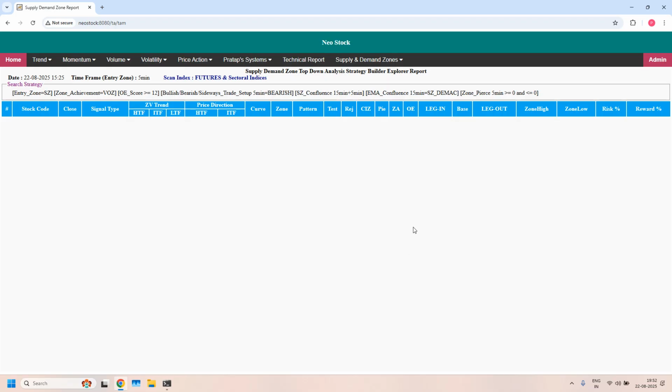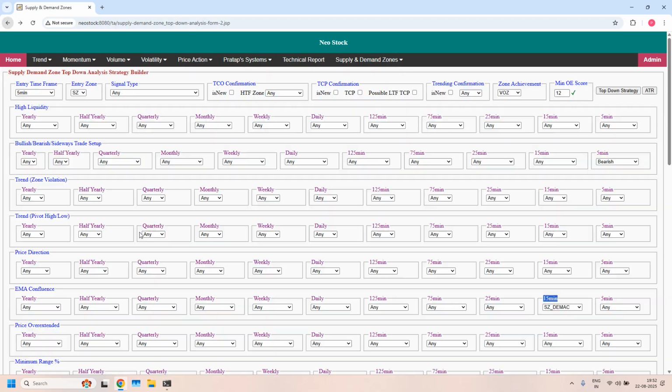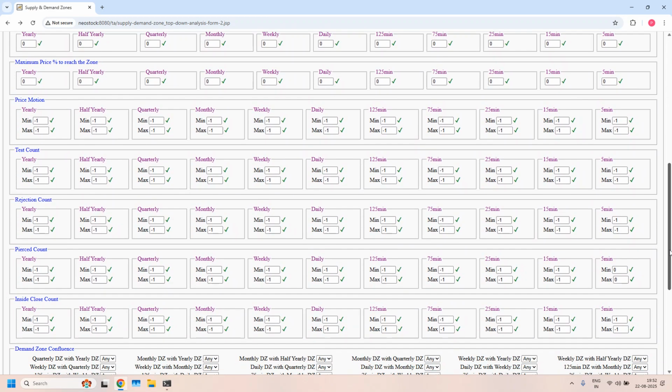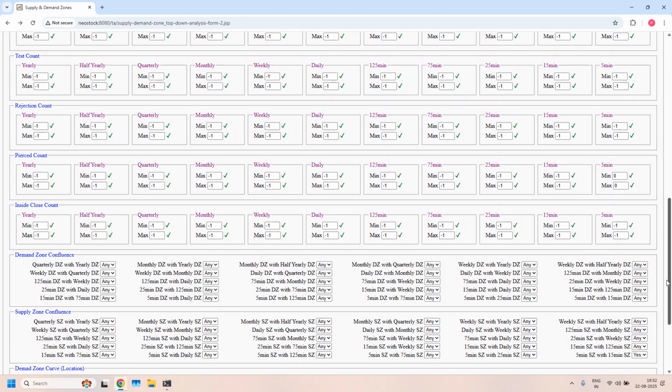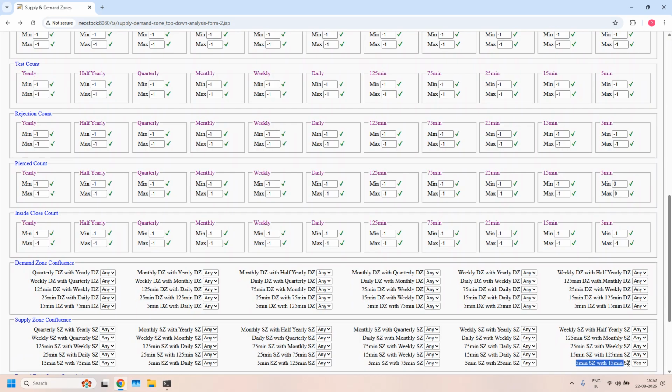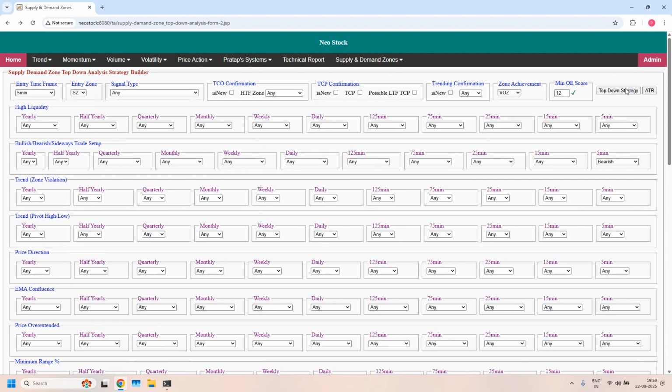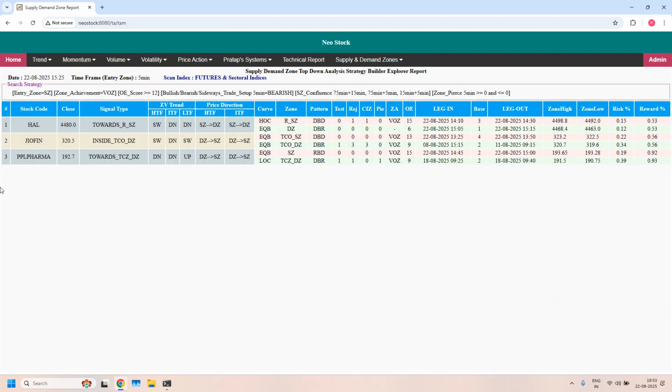Okay, next let us look into LTF, ITF, HTF supply zone confluence supported stocks. I removed the ITF EMA filter. In the supply zone confluence, we have to set 3 filters. The first filter is already enabled. Next, 5 minutes and 75 minutes supply zone confluence. Then 15 minutes and 75 minutes supply zone confluence. By enabling all 3 filters, we got 3 stocks.